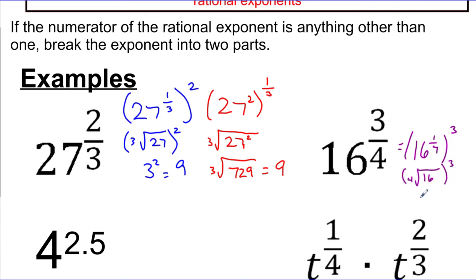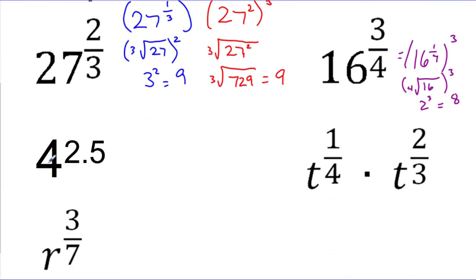Well, the 4th root of 16 is 2, because 2 to the 4th power is 16. 2 cubed is 8. Okay? So there's another simple example of where we just split the numerator off, took the 4th root, and then we applied the cube afterwards. So it's actually like 2 problems in one. Okay, so let's take a look at this 4 to the 2.5. Now, decimals like 2.5, those are also like fractions. So we should be able to handle problems like this.